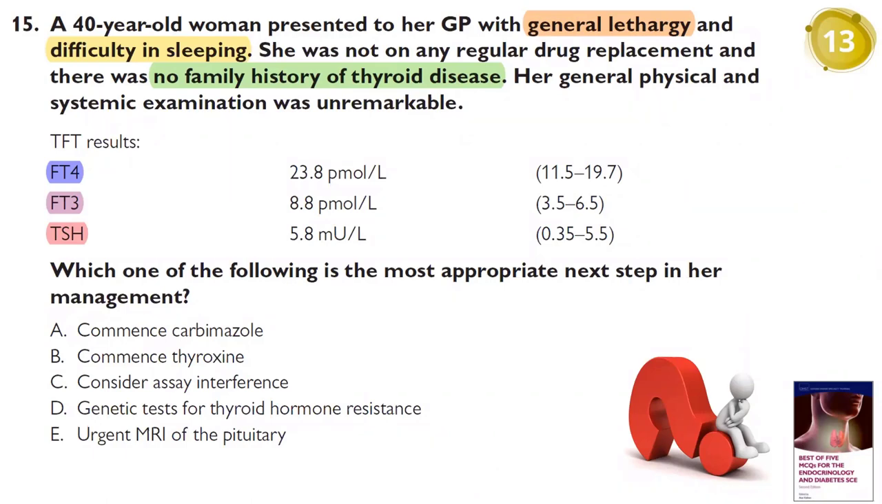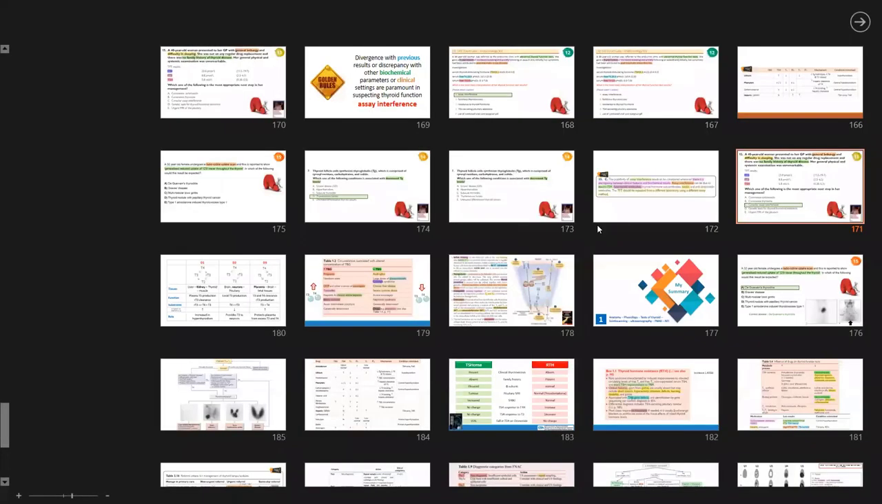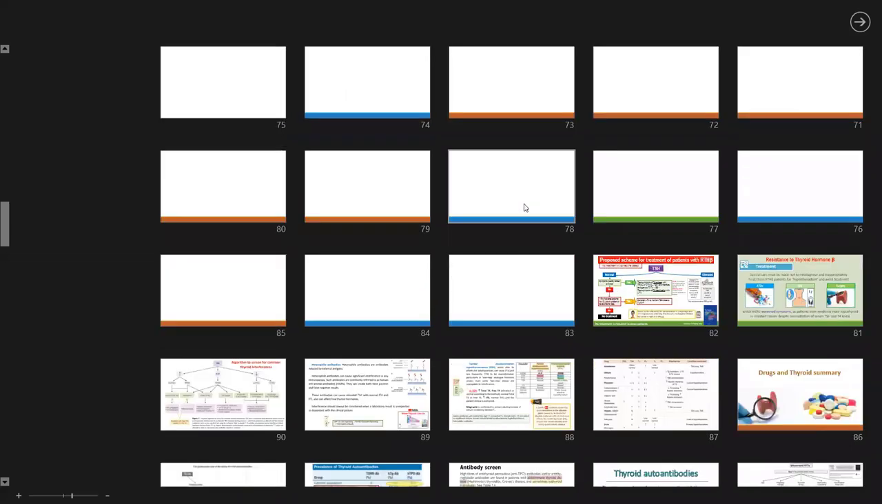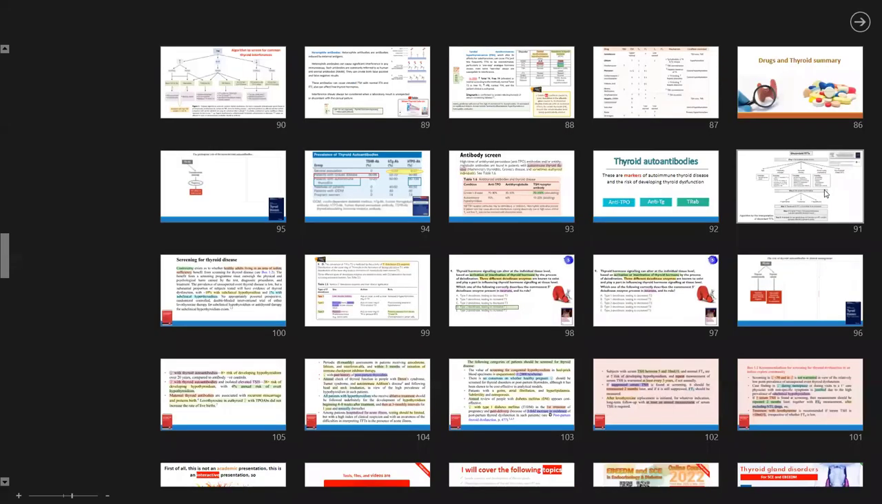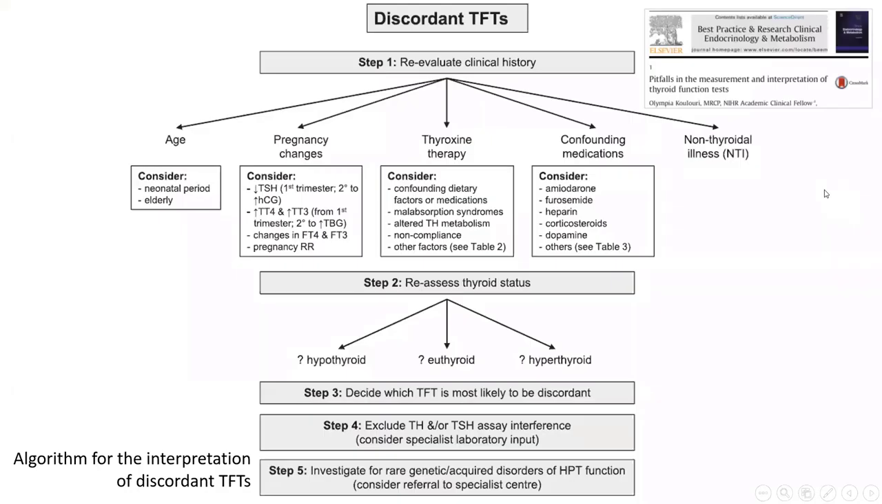Also, genetic testing is not the first option in any endocrinological disorder. Before going to genetic testing, you must do another modality to differentiate between TSHoma and resistant thyroid syndrome. Don't go to genetic testing as a first choice in this scenario. I will cover it in this slide. I put it in the previous presentation, but we may move through it rapidly.